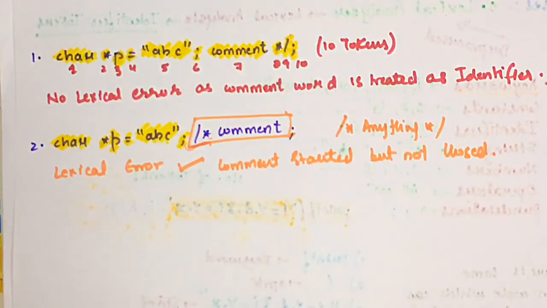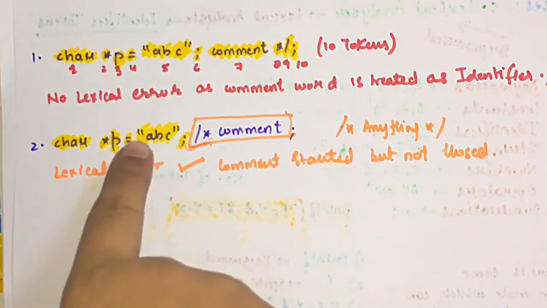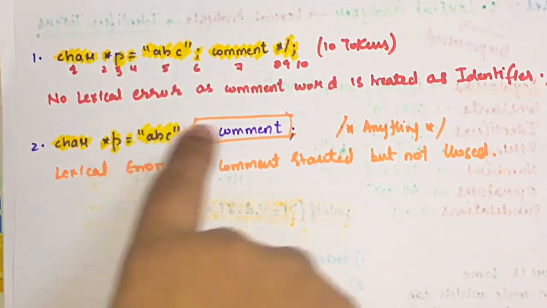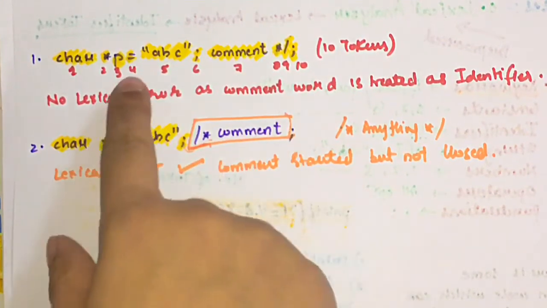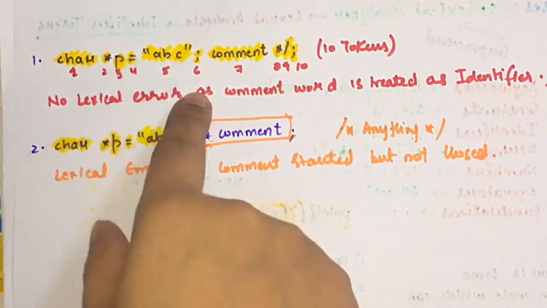So guys, this is it for today's video. I hope you like the video and all the examples I have shared with you. I think this will definitely clear most of your doubts related to lexical analyzer error and syntax error. Now this line of code will definitely have a syntax error because the comment is not closed. This line of code will also have a syntax error but no lexical error.